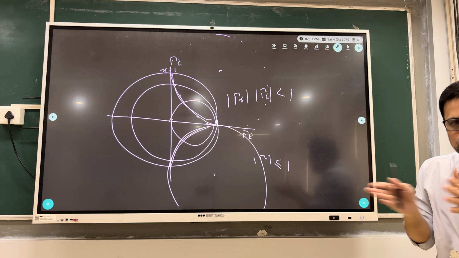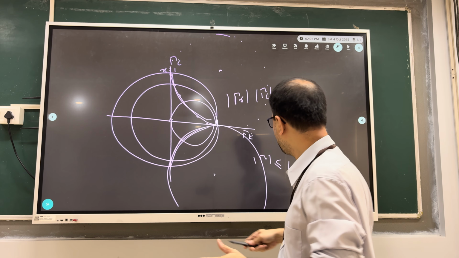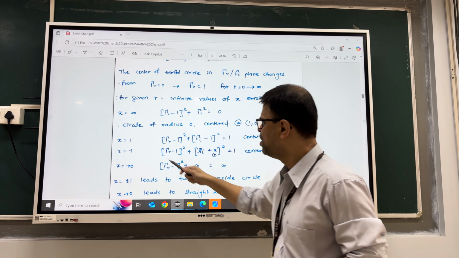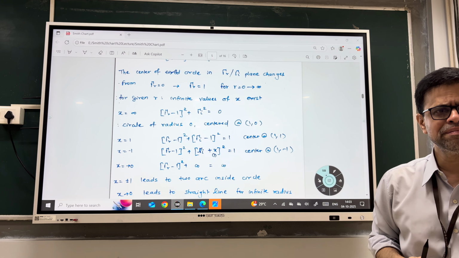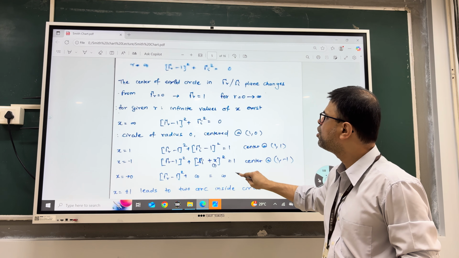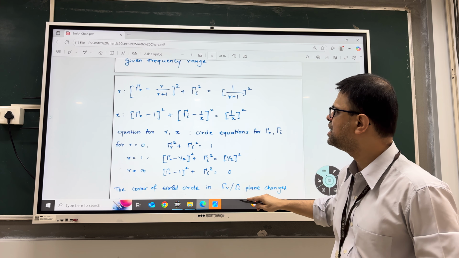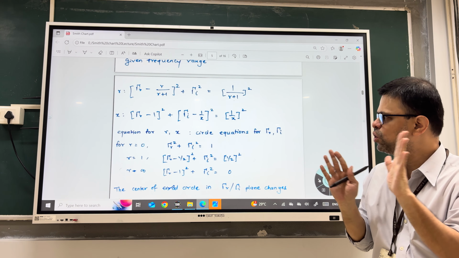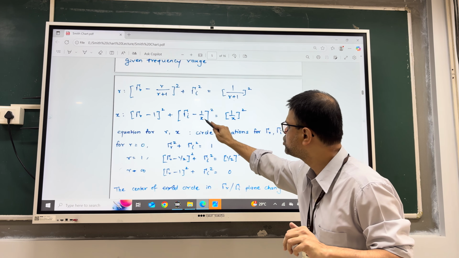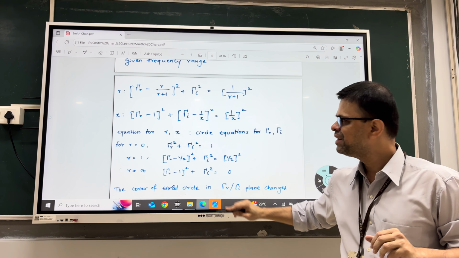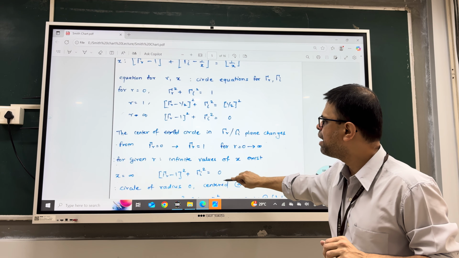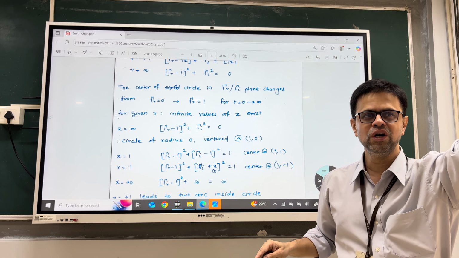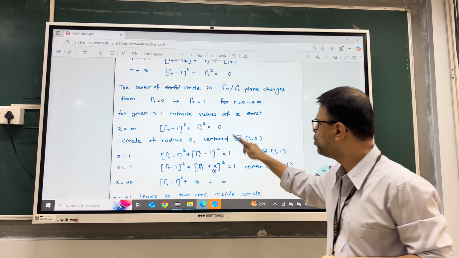Now similarly, you can transform all those values. For example, let's see what will happen for x is equal to 1 by 2. Just substitute in this equation. Gamma r minus 1 the whole square will remain the same, so no change in that. But if I substitute 1 by 2 over here, the equation will look like gamma r minus 1 the whole square plus gamma I minus 2 the whole square.